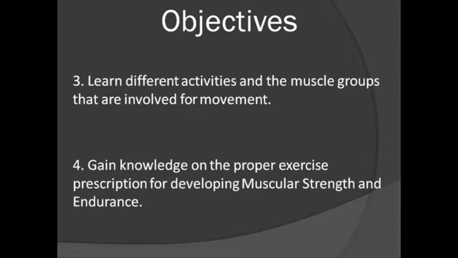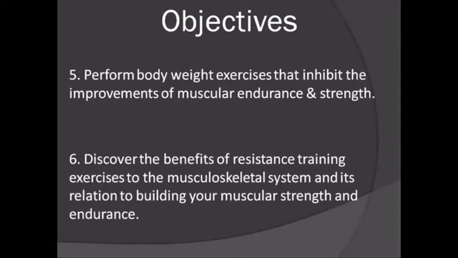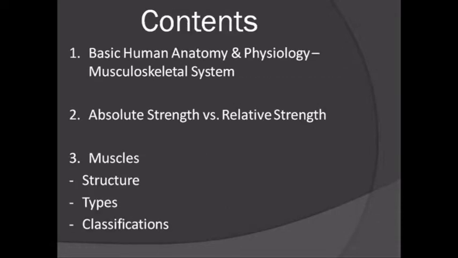Number four, gain knowledge on the proper exercise prescription for developing muscular strength and endurance. Number five, perform body weight exercises that improve muscular endurance and strength. And number six, discover the benefits of resistance training exercises to the musculoskeletal system and its relation to building your muscular strength and endurance.